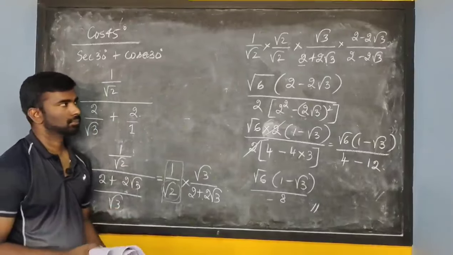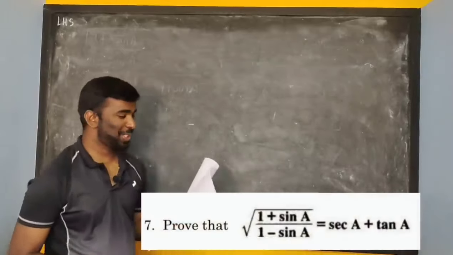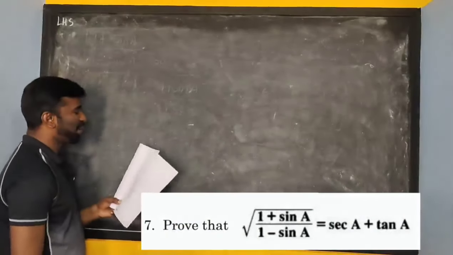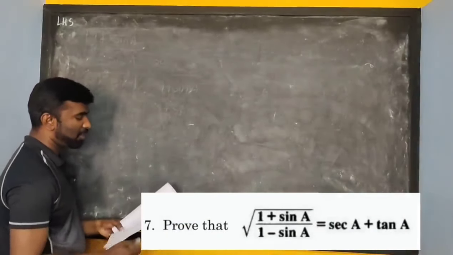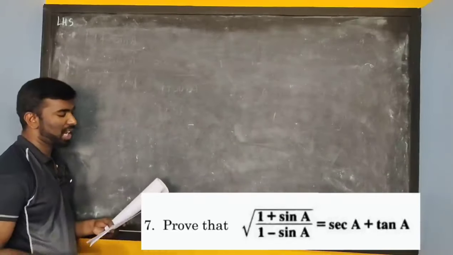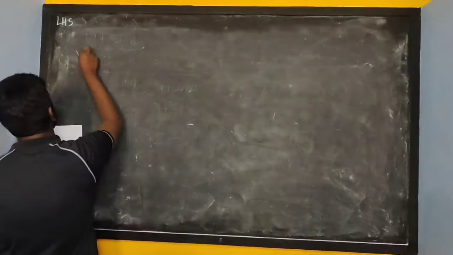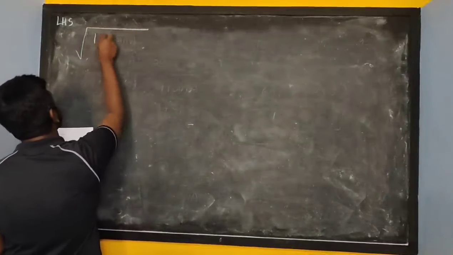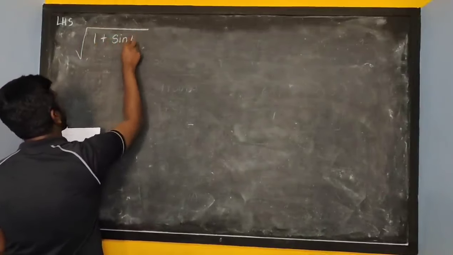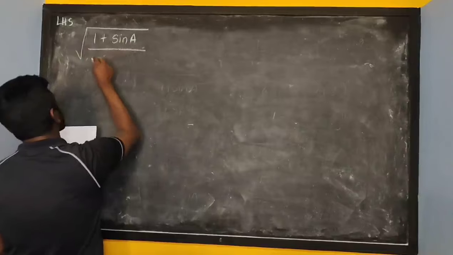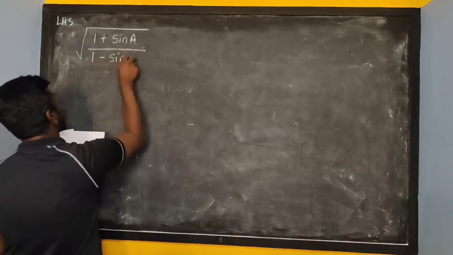Now moving to the 7th question. Prove that root of 1 plus sin A divided by 1 minus sin A equals secant A plus tan A. What is the first step? The first step is to write down the LHS. What is the LHS? Root of 1 plus sin A divided by 1 minus sin A.